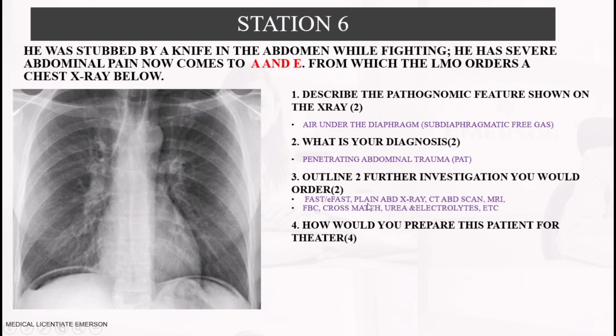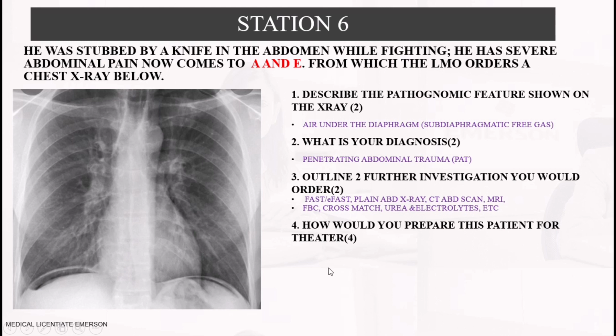So you can do a FAST, or you can also do a plain abdominal X-ray, CT abdominal scan, MRI. Then you can also do an FBC, cross match, urea and electrolytes. But these are not the only ones, of course.